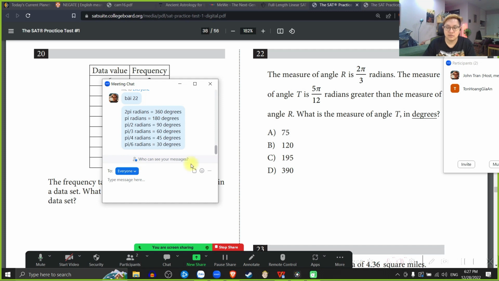Now, anyway, they give you 2 pi divided by 3 radians. It's angle R, okay? Measure angle T is this one greater than angle R. So you have to add 2 pi over 3 to get to angle T.